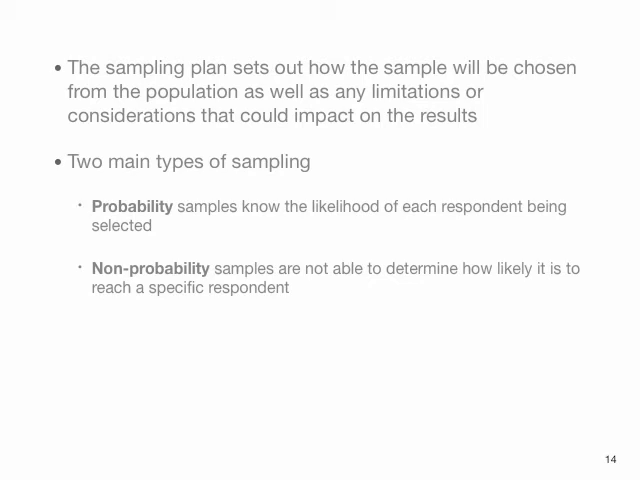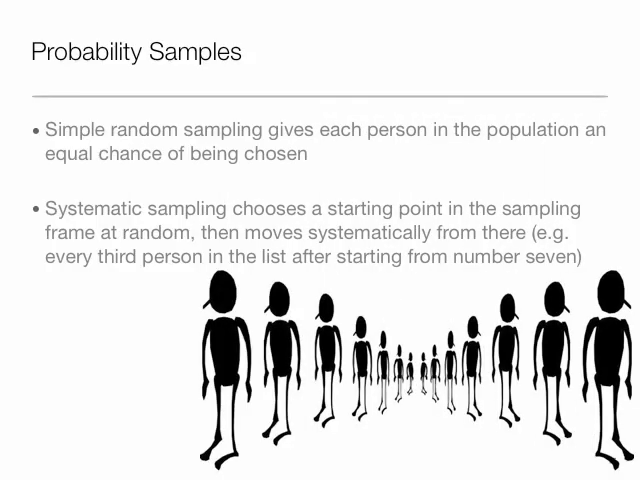But not surprisingly, probability samples tend to be a lot more work and require a lot more prior understanding and knowledge of your population. So it's not always possible and not always necessary to have a probability sample. So, probability samples. A simple random sample means that everybody in the population that you're investigating, that you're doing research on, has an equal chance of being chosen.